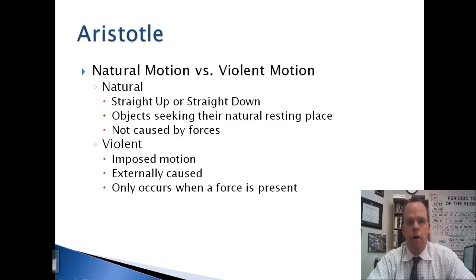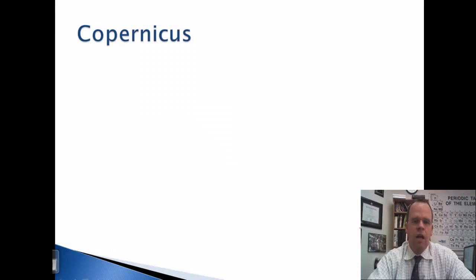If something was made of earth, it wanted to rest on the earth, so it would move straight down if released. If something was made of air, like a balloon, it would go up in the air to its natural place. This was not caused by any sort of force. This is just the natural motion of objects. He also described violent motion. Violent motion is imposed motion, motion where you're causing the motion by presenting some sort of external force. This was our understanding for quite a few years.